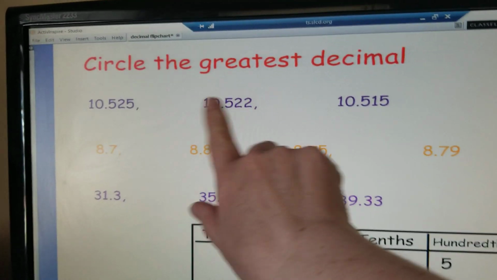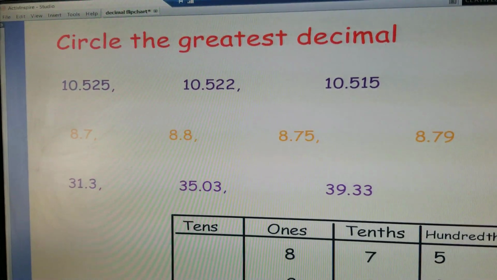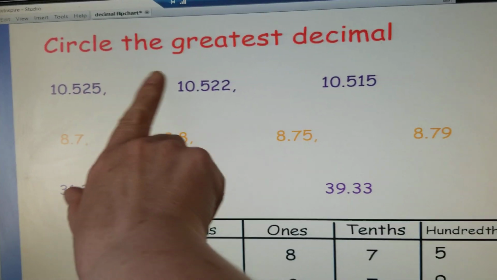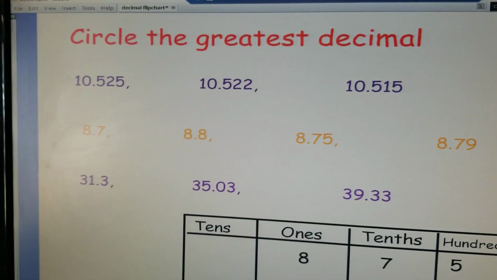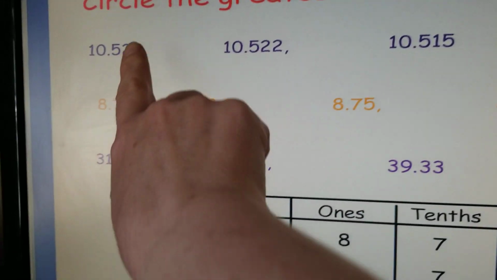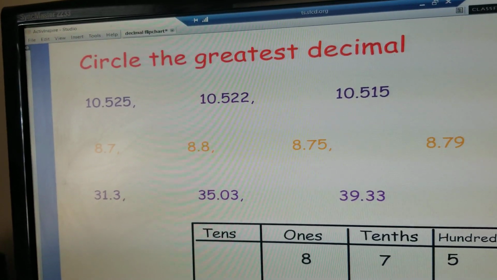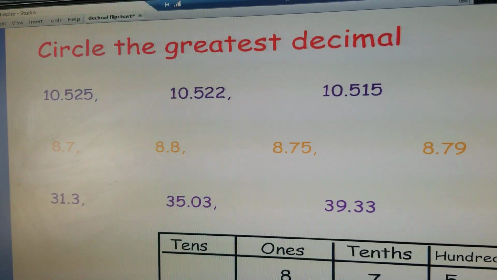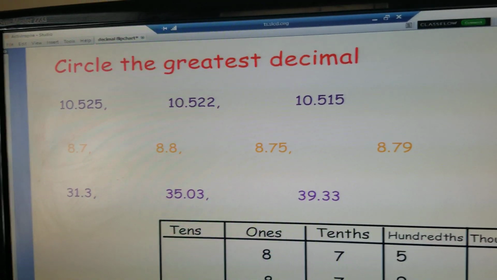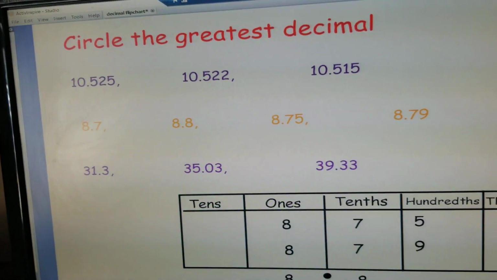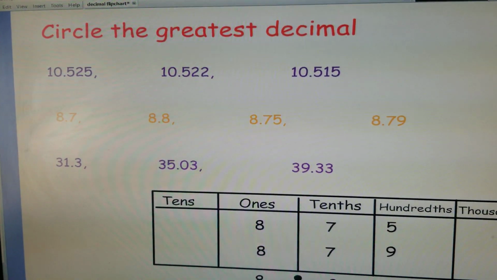So then we would just be comparing these two decimals to see which one is the greater decimal. Remember, we stopped at the hundredths place where they both had a 2, so then we move on to the thousandths place. This has a 5 and this has a 2, right? We know 5 is greater than 2, so the greatest decimal here is 10 and 525 thousandths. Okay? Let's look at the next set of decimals.